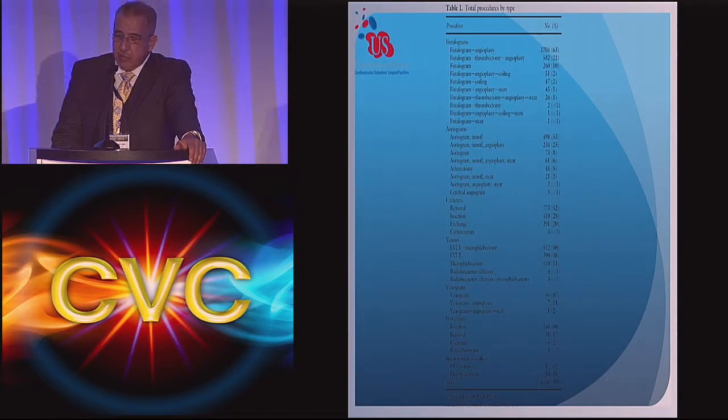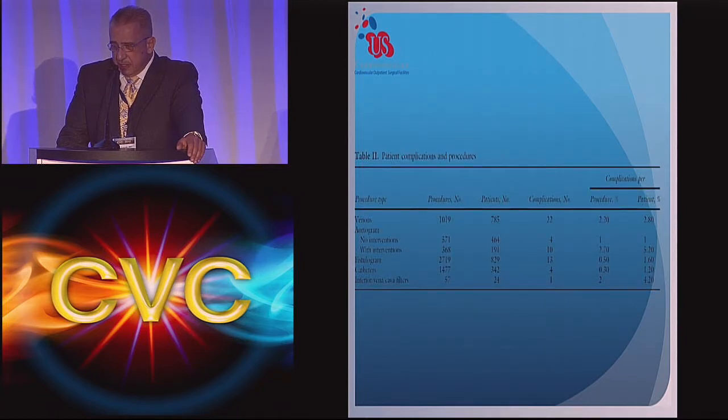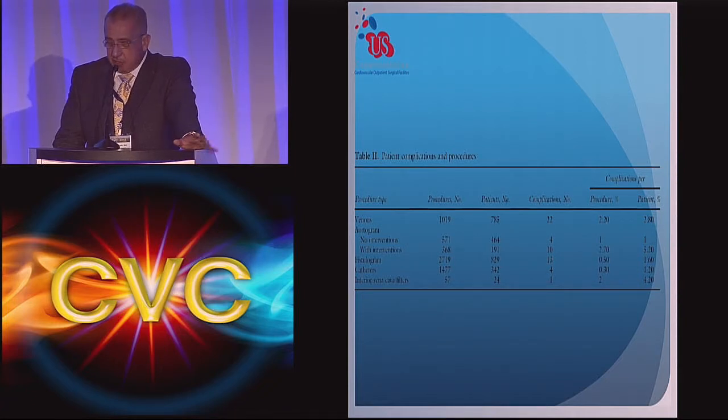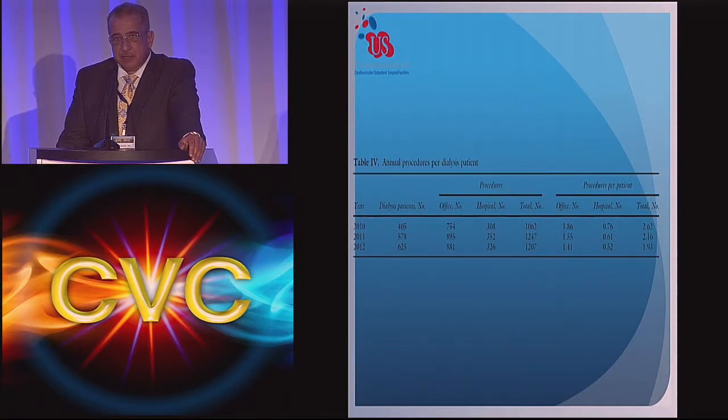Again, this is a crowded slide. On top, you see that the most commonly performed procedure in their experience was the fistula work. And if you look at the patient complication rate of procedures, they're very, very low. The largest complications on this slide are in arterial interventions, where the complication rate is about 5%, clearly lower than the hospital. The most common complications are hematoma and thrombosis. And the average number of visits per year for dialysis patients is about 2 to 2.5 times per year.